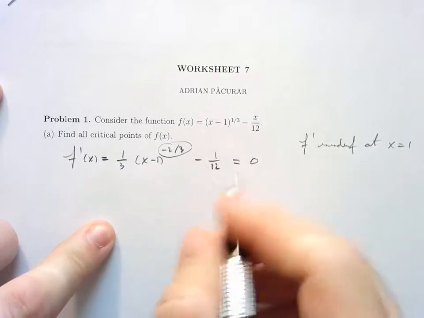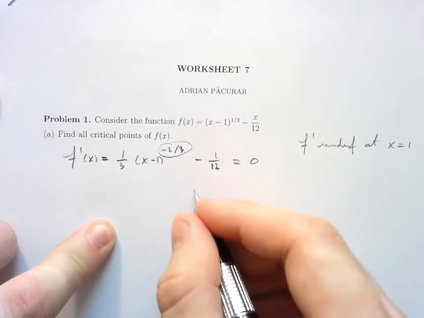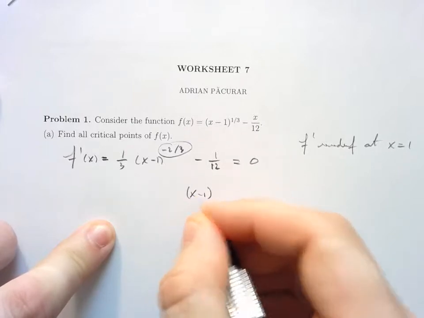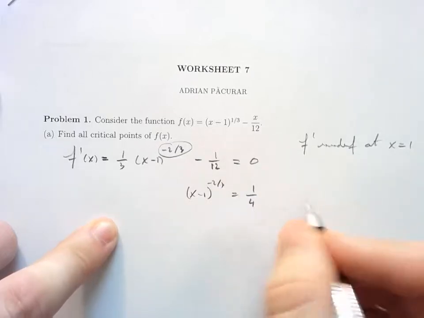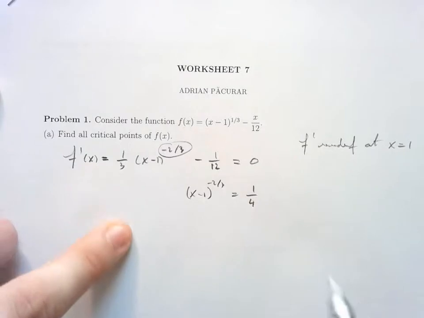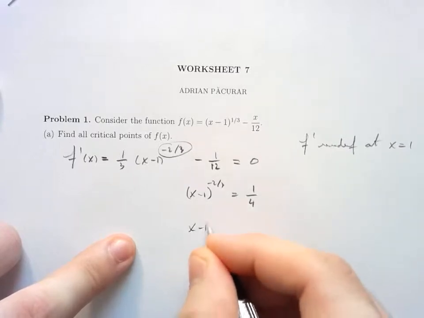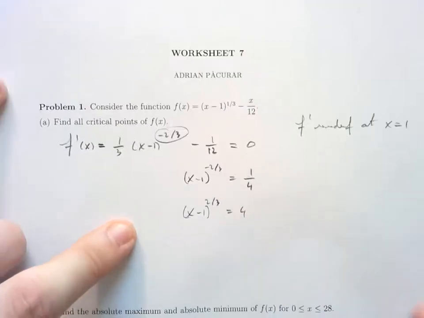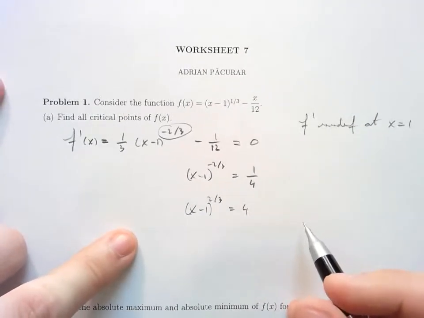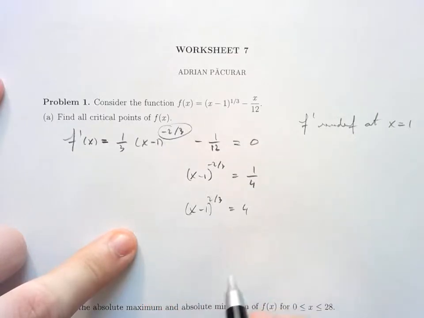Okay, so now let's move the 1/12 to the other side. I'll multiply by 3, so I end up with x minus 1 to the negative 2/3 equals 1/4. Once I multiply by 3, I get rid of that constant. And since I don't want my exponent to be negative, let's flip everything. So x minus 1 to the 2/3 equals 4. Now what I can do is take a square root to get rid of the 2 in the exponent, and then cube everything.